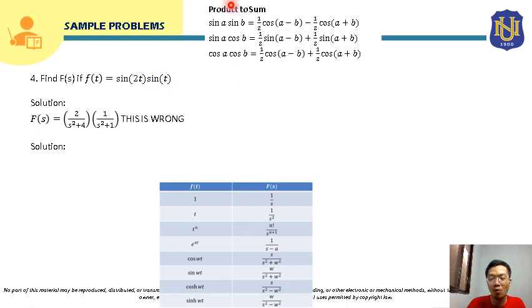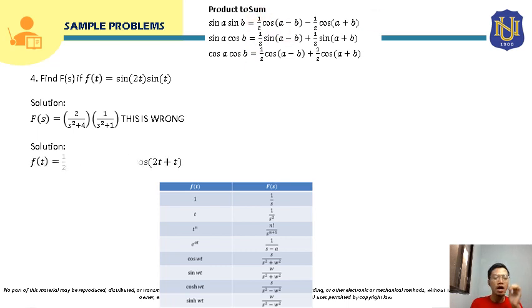This is fundamental from trigonometry. We have here a product of sine A and sine B, which is equivalent to 1/2 of cosine (A minus B) minus 1/2 of cosine (A plus B), wherein A here is 2t and B is t. We will just substitute that here.